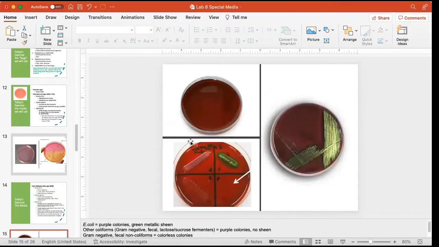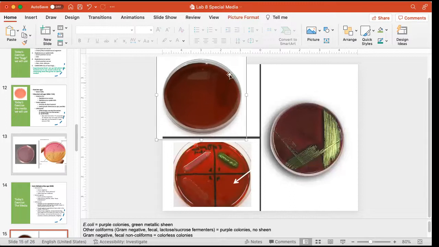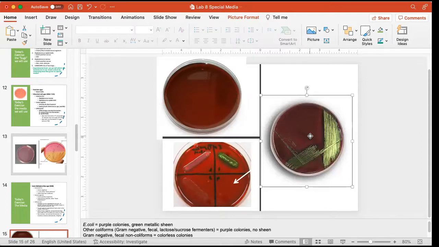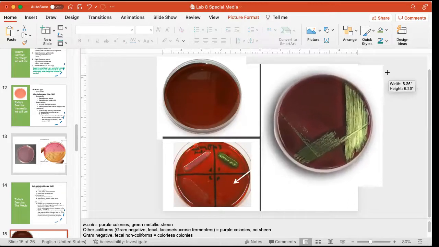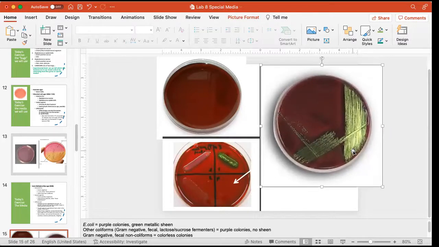So let's take a look. On the upper left-hand side here, this is what an EMB plate looks like before it's inoculated. Look at that color. It's almost like a grape juice color. It's a deep reddish purple color. Now over here on the right, this is an EMB plate. A quadrant streak was done on this plate. You can see they first did a streak here. Then they pulled through that section and did a streak here. Then they pulled through and did a streak here. And lo and behold, they got some colonies.